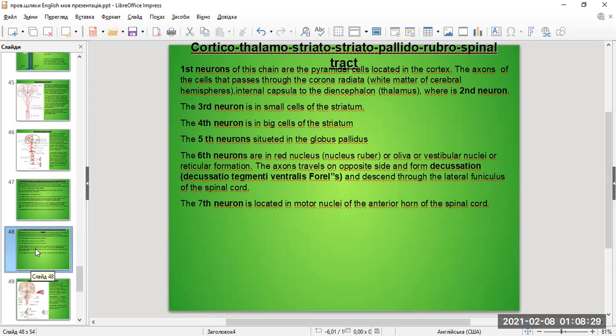The axons travel to the opposite side and form a decussation, the decussatio tegmenti ventralis, and descend in the lateral funiculus of the spinal cord. The seventh neuron is located in the motor nucleus of the anterior horn of the spinal cord.